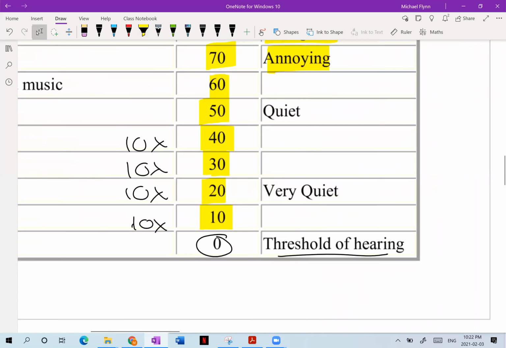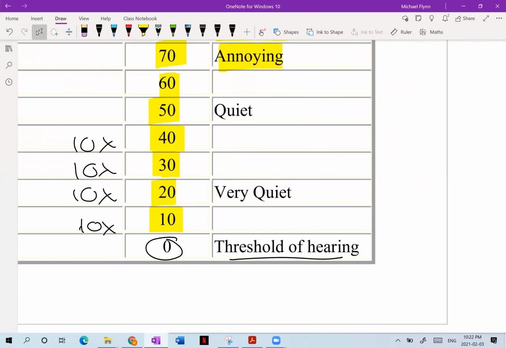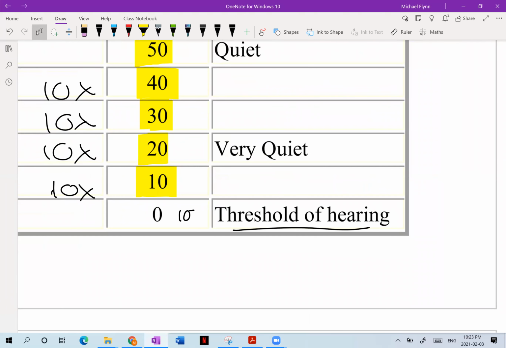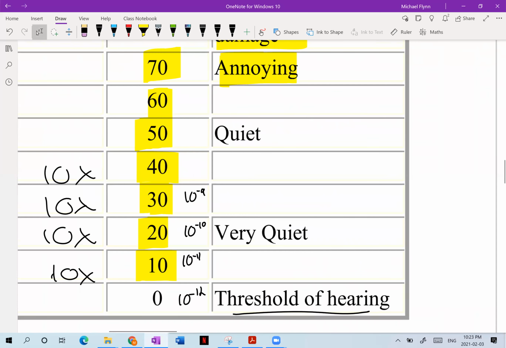Now, let me, on this chart, make your life super easy. What I'm going to do on the chart is write next to it what the intensity is. Here at 0 decibels, the intensity of this sound is 10 to the negative 12 watts per square meter. Okay, that's the threshold of human hearing. Here, it's 10 to the negative 11, okay, at 10 decibels. Here, it's 10 to the negative 10, 10 to the negative 9, okay? Every time you go up 10 decibels, you are increasing the intensity by a factor of 10, okay?